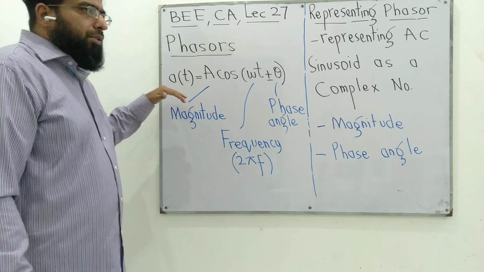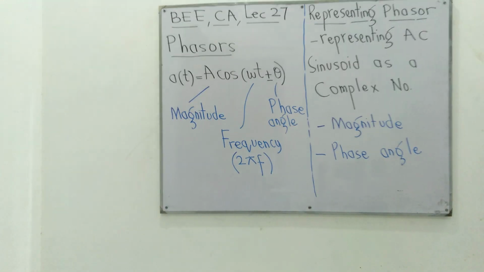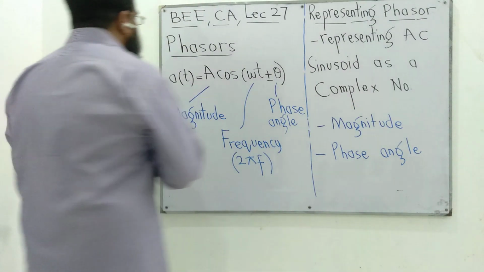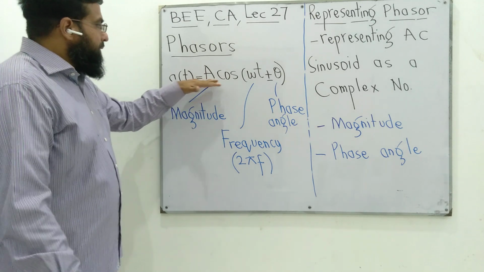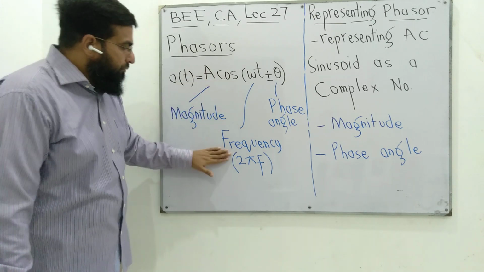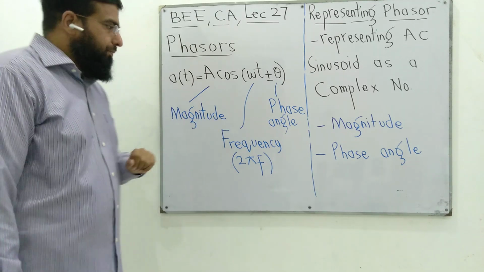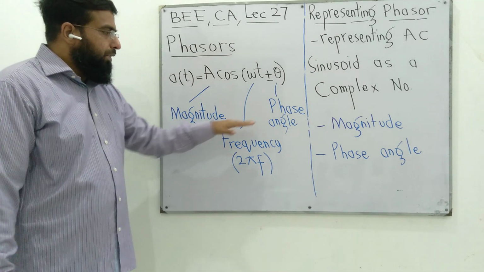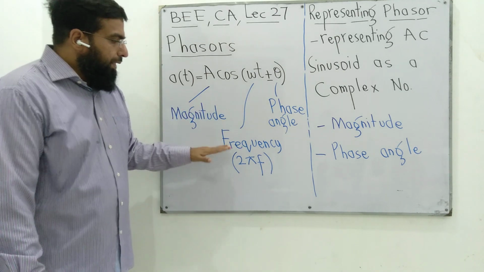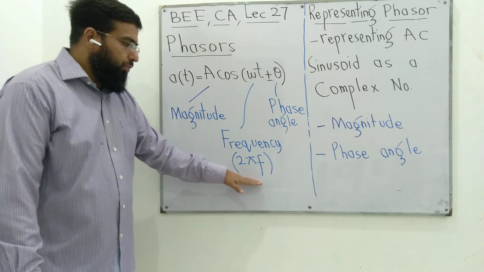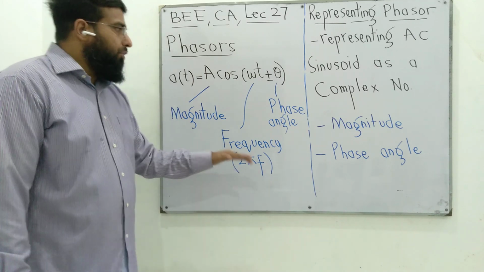We know that a sinusoidal can be represented as a cosine or a sine function with a magnitude term, a frequency term, and an angle term. The magnitude, frequency, and phase terms have been discussed in previous lectures in detail. But this omega is the angular frequency, which is equal to 2 pi times the frequency of the signal.